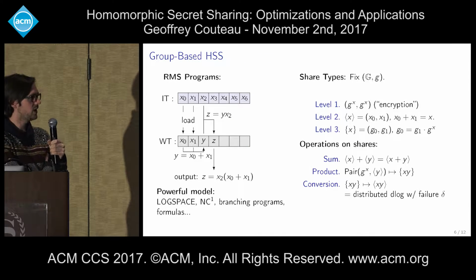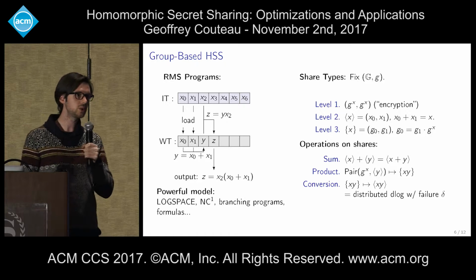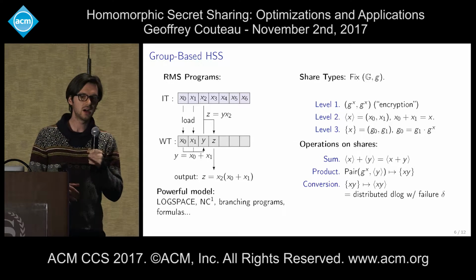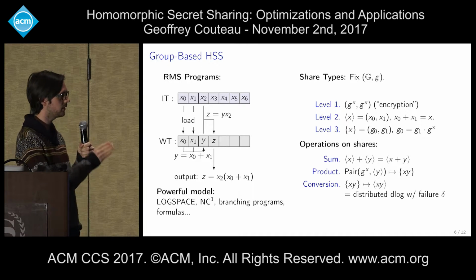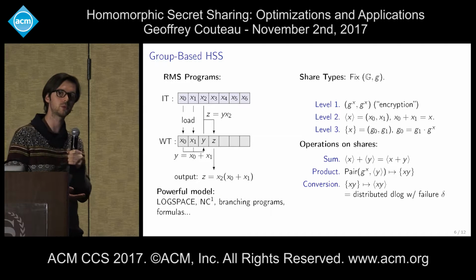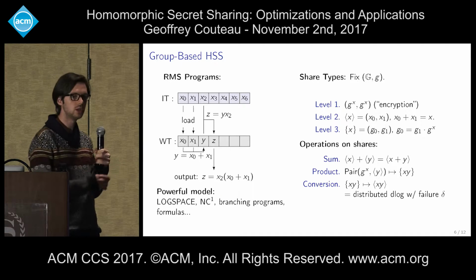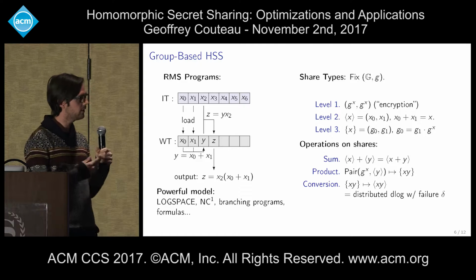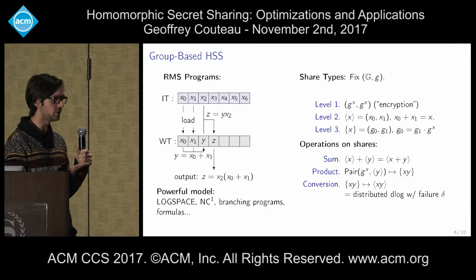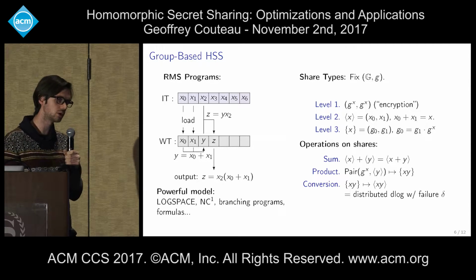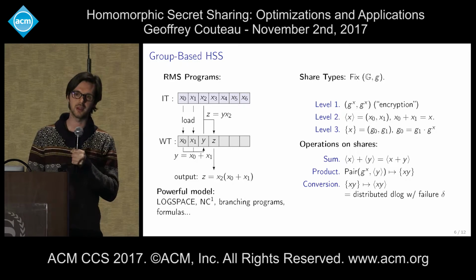So in the group HSS scheme I'm going to talk about, what we can locally evaluate are RMS programs. This stands for restricted multiplication straight line programs. And the restricted multiplication will become quite clear. What is this kind of program? That's easy. You have two tapes, an input tape and a working tape. And you can do 4 types of things.